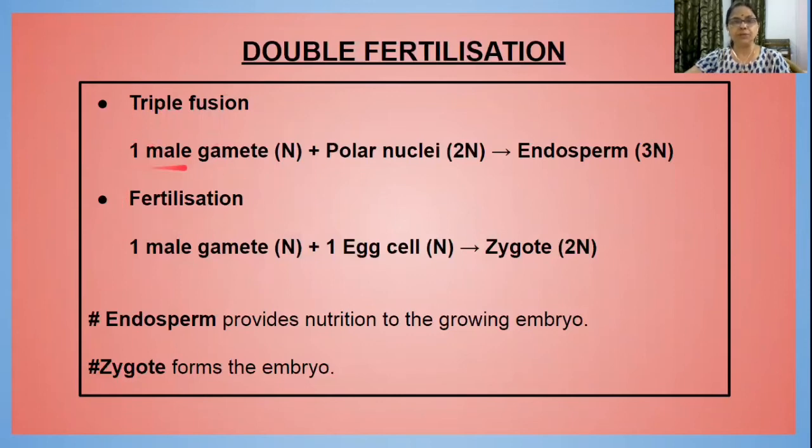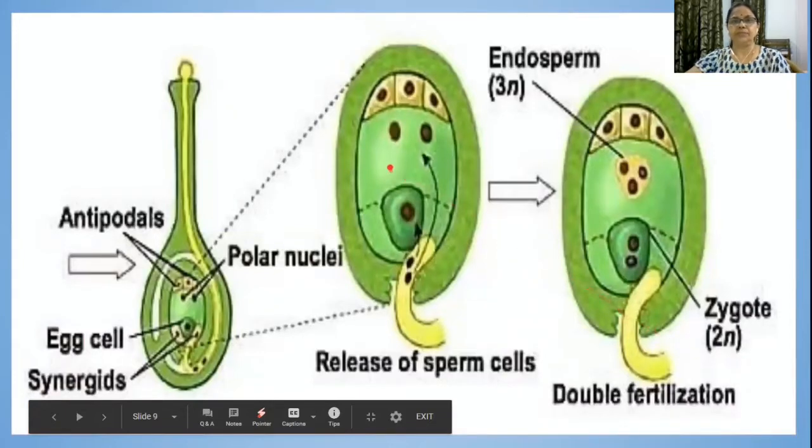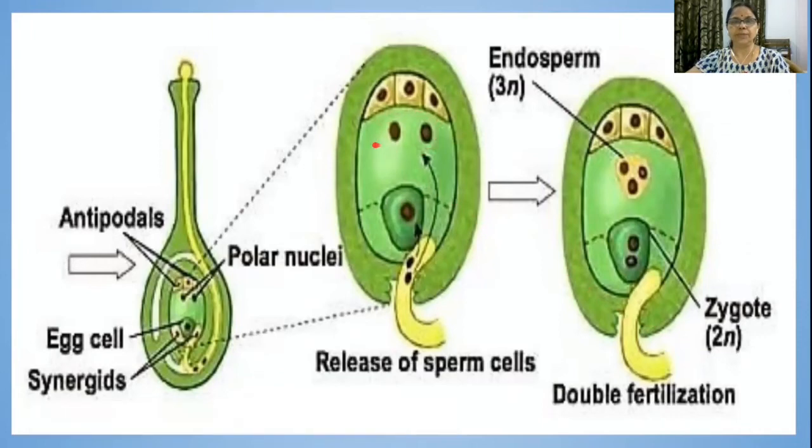In triple fusion, one male gamete fuses with polar nuclei which consist of 2n number of chromosomes, which results in endosperm. And in fertilization, one male gamete fuses with one egg cell and a zygote is formed. The endosperm develops into cotyledon, which provides nutrition to the growing embryo. Zygote forms the embryo.